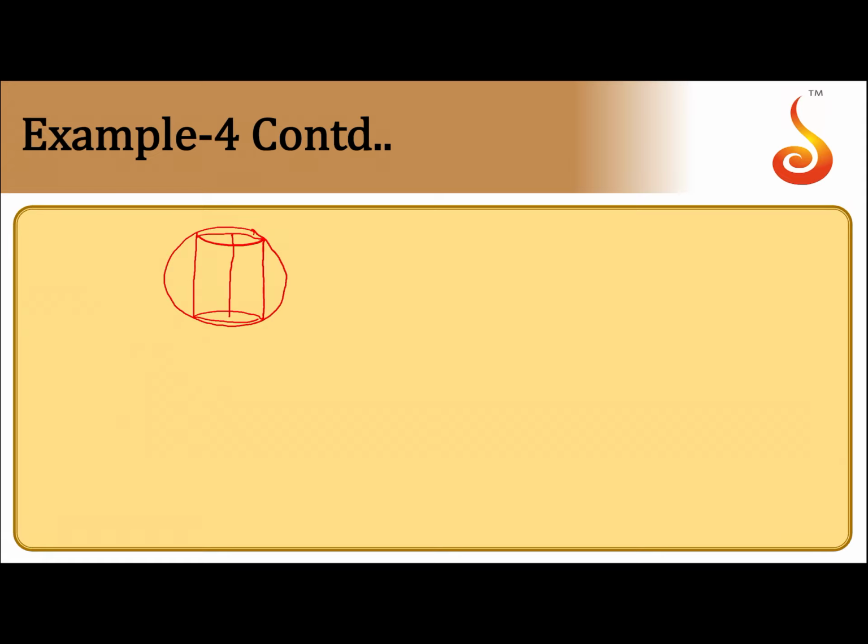So this is the center. So this is capital R given to you. This is h by 2 and this is small r. Using the Pythagoras theorem, capital R square is equal to h square by 4 plus r square.